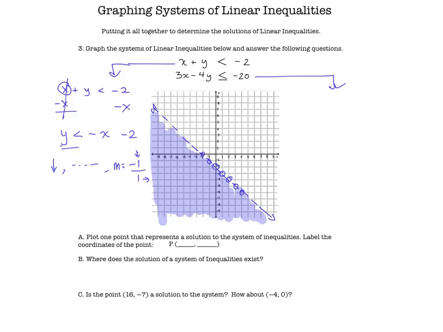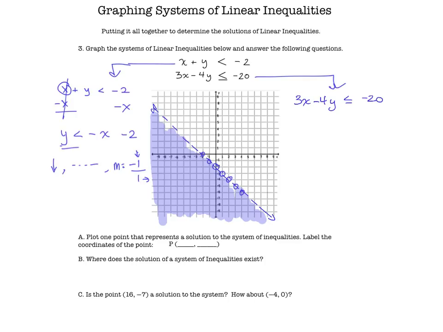These things are going to take time. There's no avoiding it. They're simply going to take time. So now I go to the second one, and I convert this one too. This one is negative 3x minus 4y is less than or equal to negative 20.